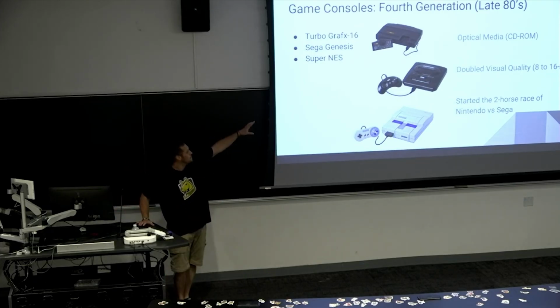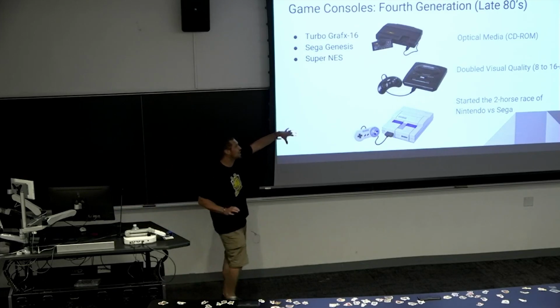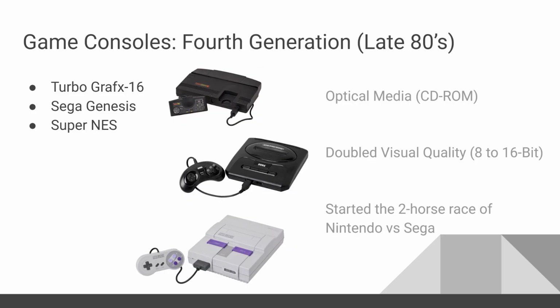But Super Nintendo and Genesis kind of run away with this. It doubled the visual quality from 8 to 16-bit. And it was the introduction of optical media as well. We came to CD-ROMs out of this generation.